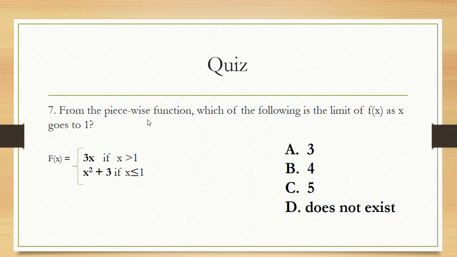And number 7, from the piecewise function, the following is the limit of f of x as x goes to 1. So the same, if x goes to 1, it means the limit from the right and from the left should be equal. So if x goes to 1, you've got 3 times 1, 3 from the right. From the left, 1 plus 3 is 4. It means 3 cannot be equal to 4. That means the limit does not exist.